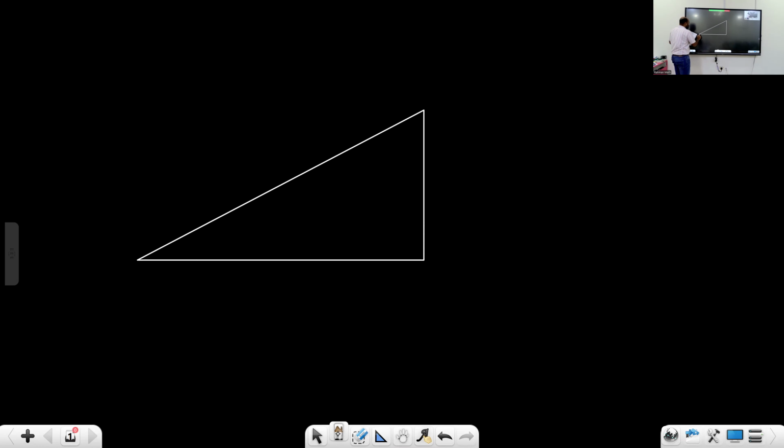A, B, C. This is 20 meter. And this is D. And here E. Draw the diagram.